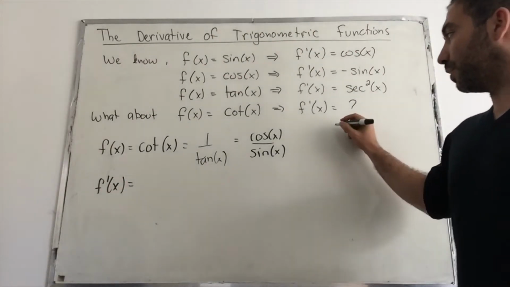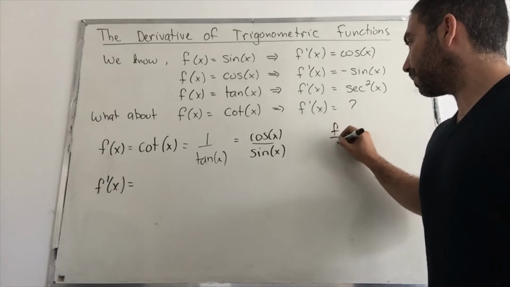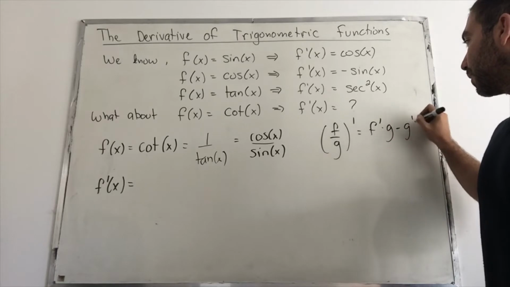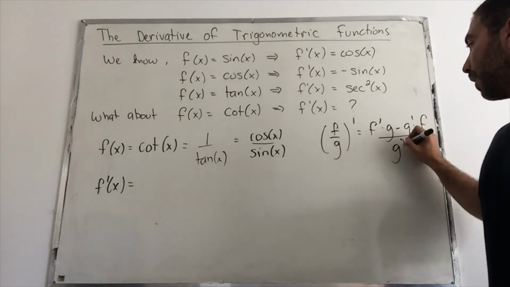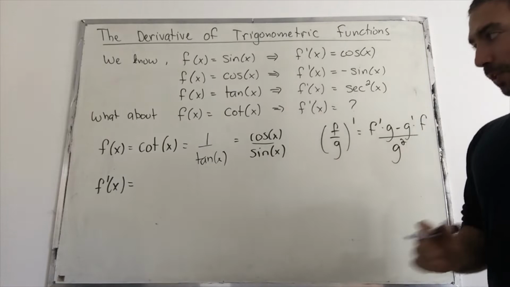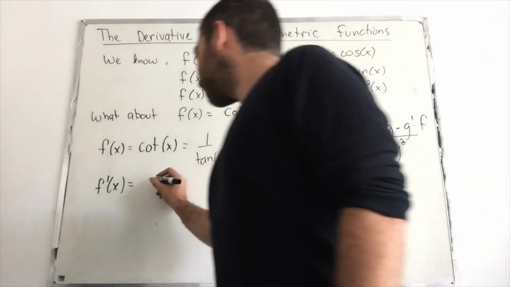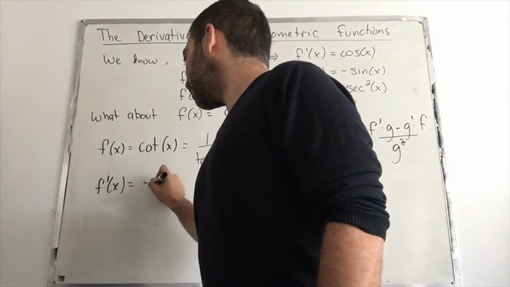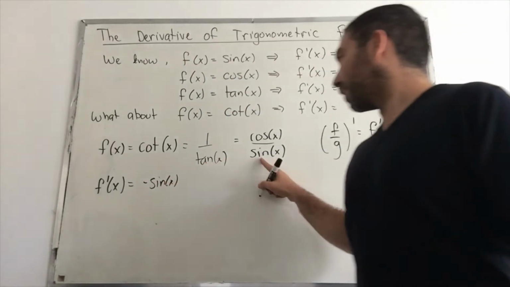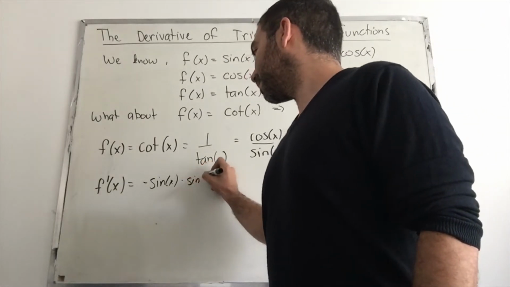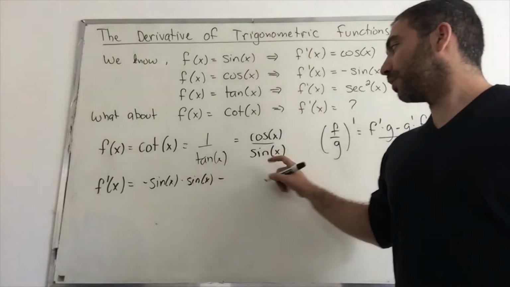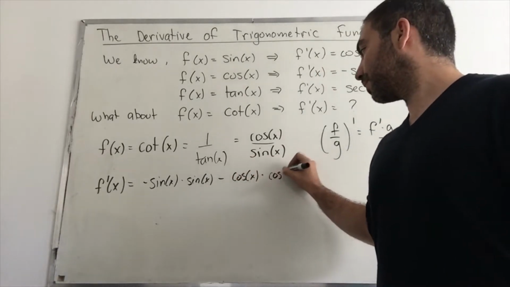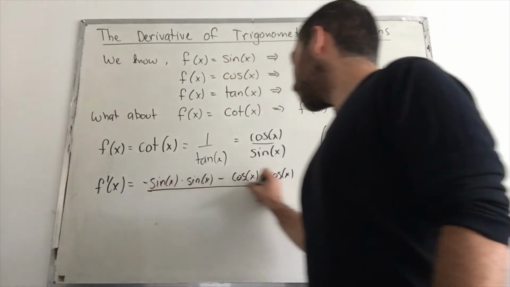So again, we're using the quotient rule. So we have f over g. When you have a division, it's equal to f prime times g minus g prime times f. This you have to have memorized. So the derivative of the top, I'm just going to write the answer. The derivative of cos is negative sine times the bottom times sine minus the derivative of the bottom, so the derivative of sine is cos, times the top, which is cos, over the bottom squared, sine squared.